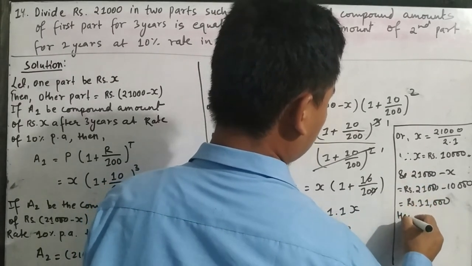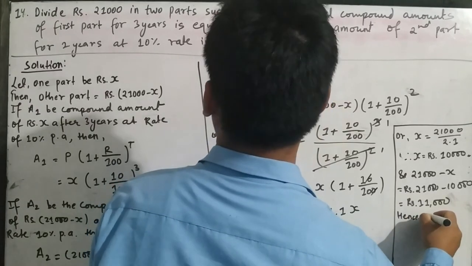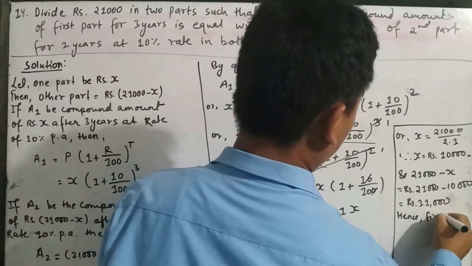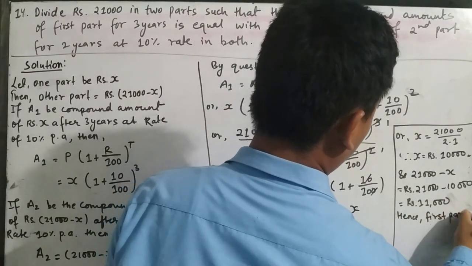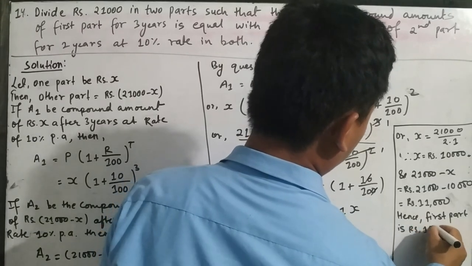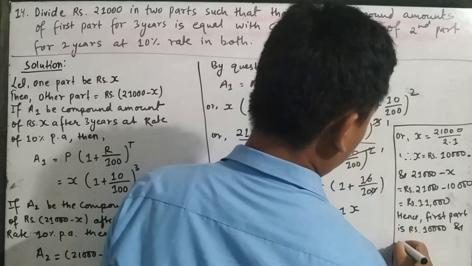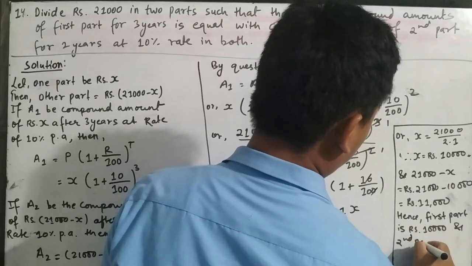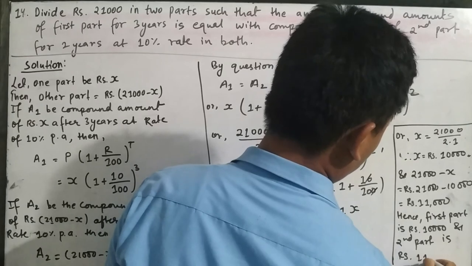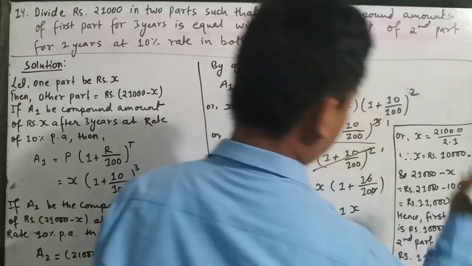Hence, first part is rupees 10,000 and second part is rupees 11,000.